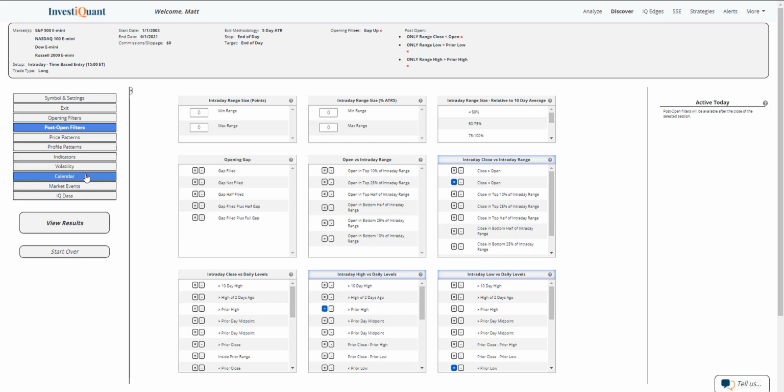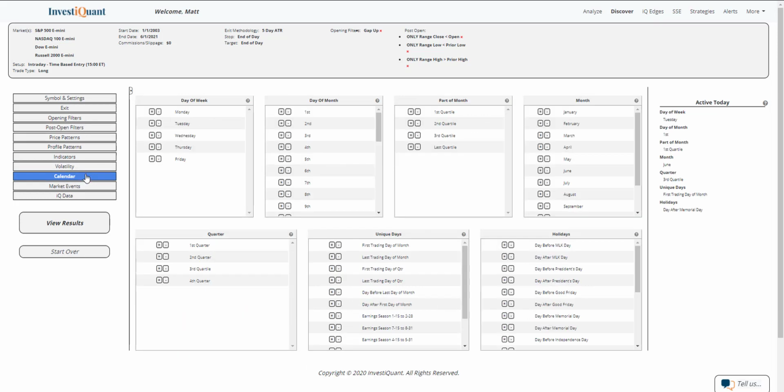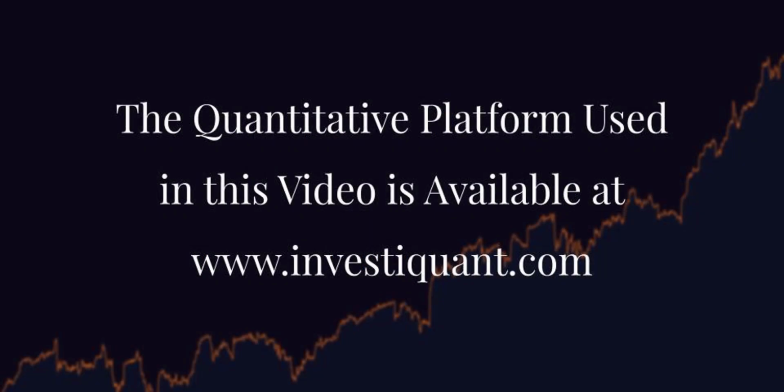And then lastly, in the calendar section, I'm going to say this is taking place specifically on the first trading day of the month. So I'm going to grab that from the active today section. It is in our unique days category. And now I can hit view results.